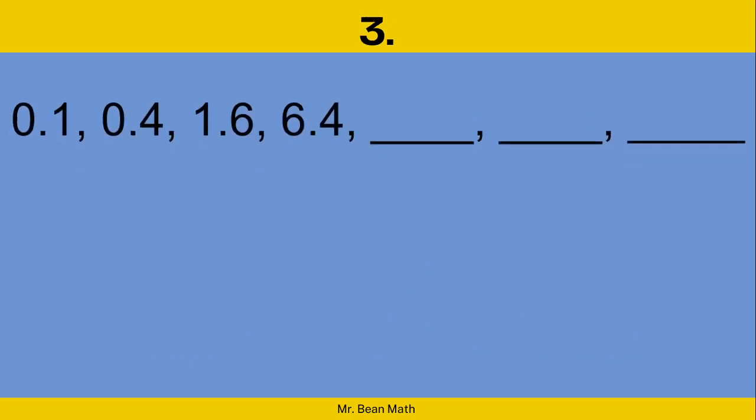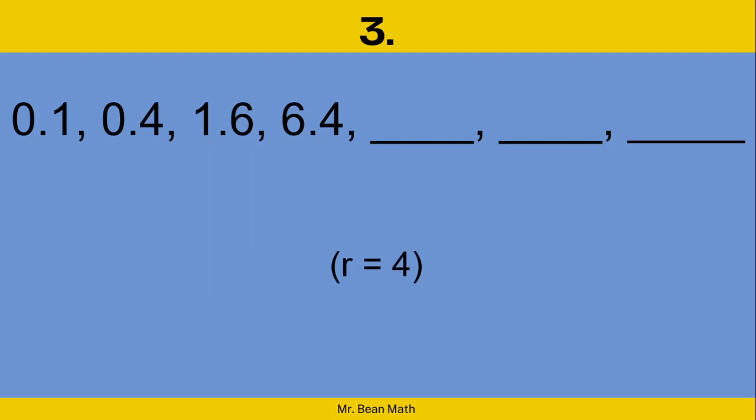Now, let's try number 3. 0.4 divided by 0.1 is equal to 4. 1.6 divided by 0.4 is equal to 4. 6.4 divided by 1.6 is equal to 4. So the sequence has a common ratio of 4.